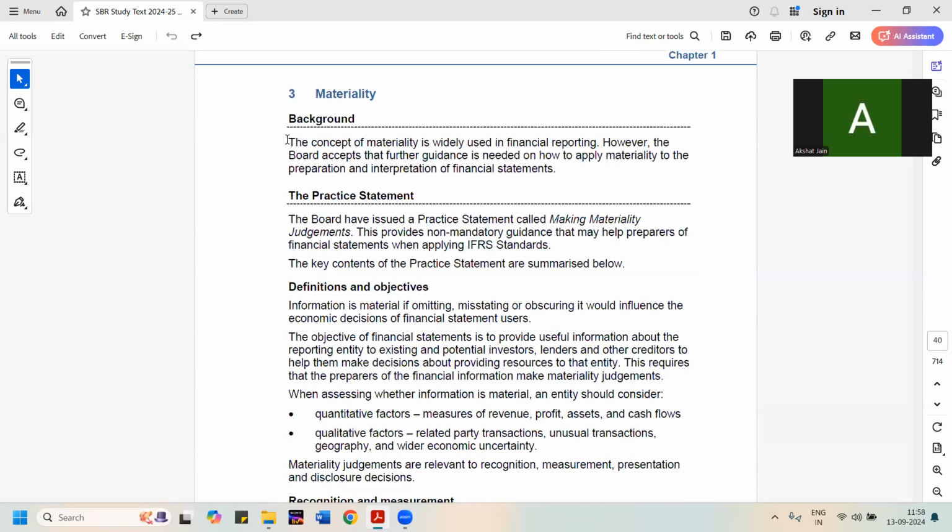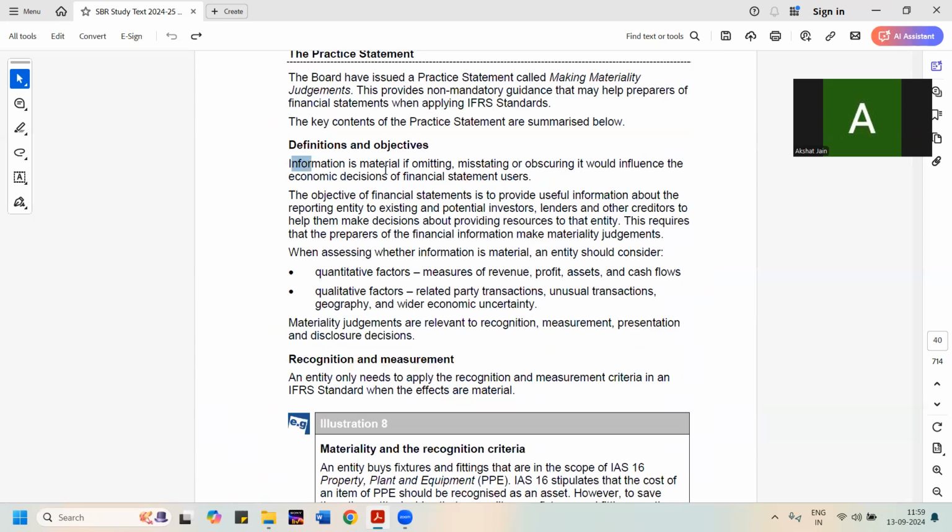Materiality. The concept of materiality is widely used, however, the board accepts that it is not possible to apply materiality in every case. Information is material if omitting, misstating, or obscuring it would influence the economic decisions of financial statement users.